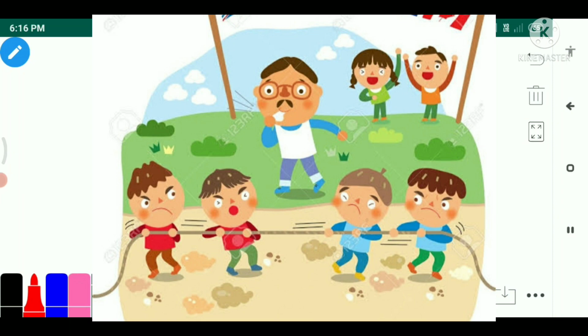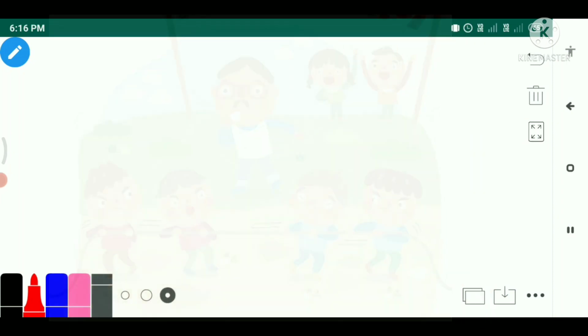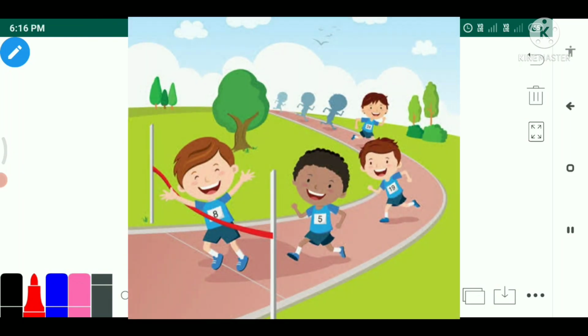So we know that on sports day many events are there. For example, long jump, race, 100-meter race, 50-meter race, these all are there. So like that only different events are there. And total how many events are there? 8. So how can we find the number of students in each event?